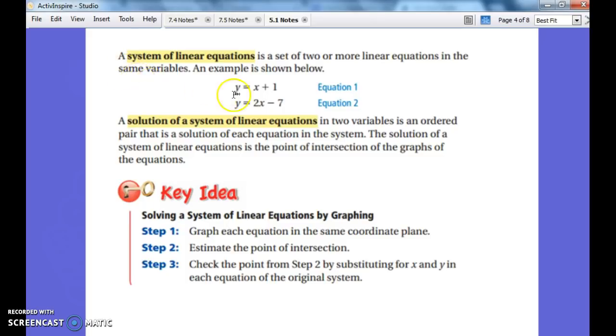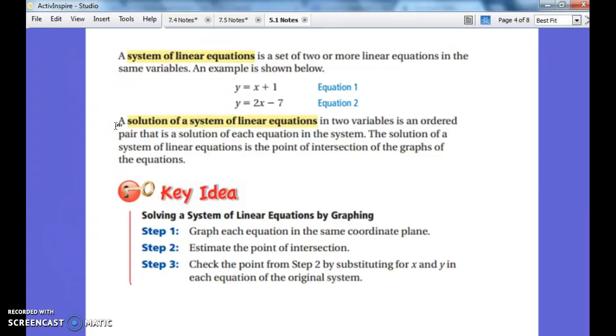Equation 1 is y equals x plus 1. Equation 2 is y equals 2x minus 7. So a system is always going to have two or more linear equations. A solution of a system of linear equations in two variables is an ordered pair that is a solution of each equation in the system, similar to what we just did in the warm-up.